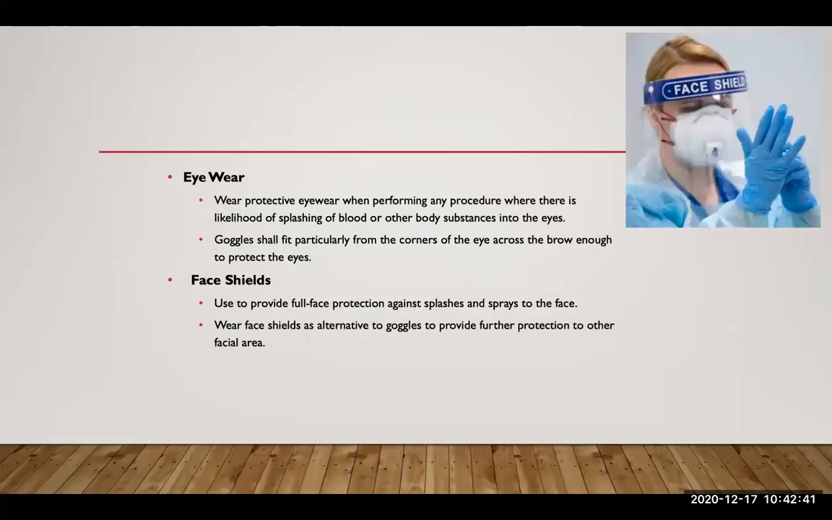Protective eyewear, either in the form of goggles, will be used to prevent the splashing of blood or any infectious fluids into the eyes. The goggles also have to fit particularly from the corners of the eye across the brow, enough to protect the eyes. So this is the procedure to perfectly fit the goggles onto the corners of the eyes across the brow so that your eyes are protected.